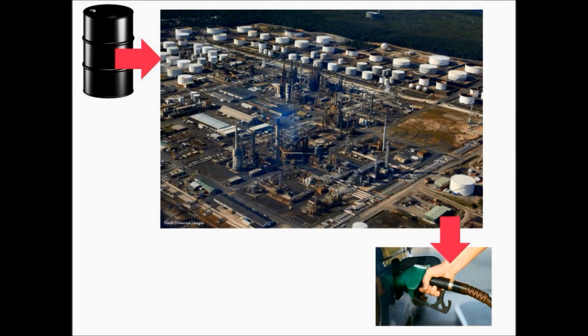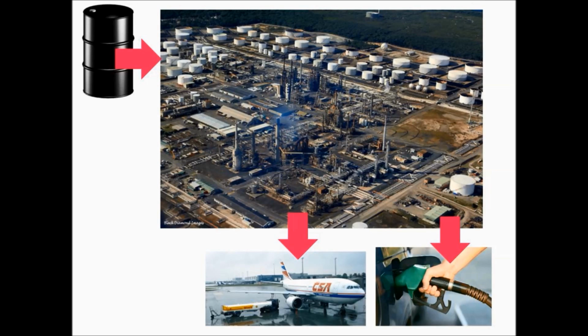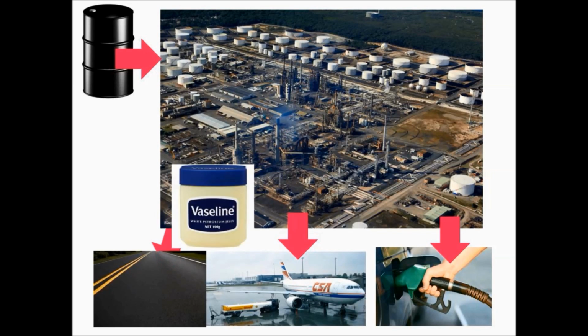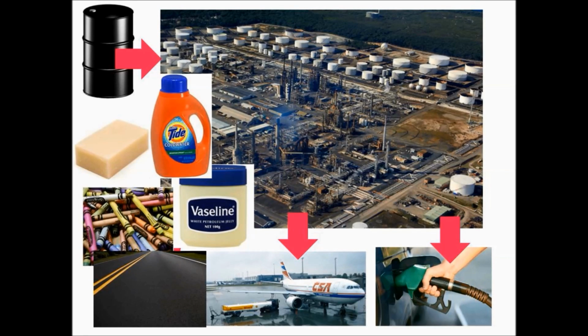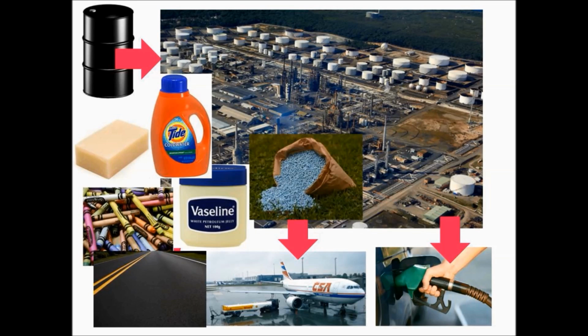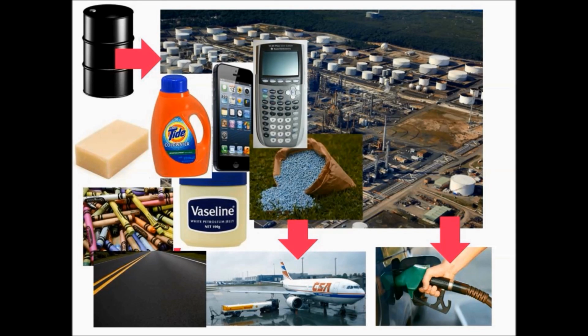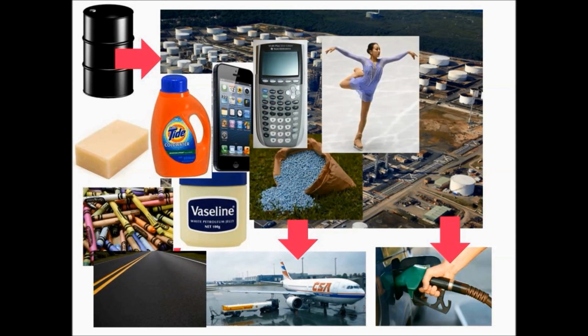So, after all that stuff goes through the refinery, it ends up as gas and diesel, we put it into our cars, right? Yes, but not just that. The petroleum products that come out of a refinery are not only used to make gasoline, but also jet fuel, asphalt, Vaseline, crayons, soap, detergent, fertilizer, plastics, like those in your smartphone or calculator, and even clothing.